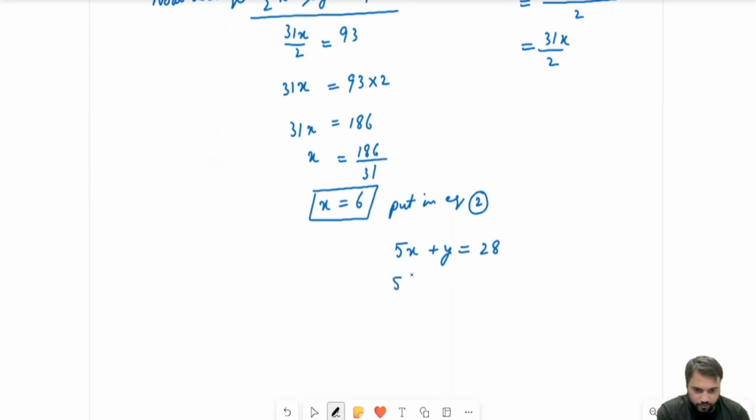Now putting the value of x, the value of x will be 6. 5 into 6 is equal to 28. 5 into 6, that is 30, plus y is equal to 28. y is equal to 28 minus 30. On simplification, we get minus 2.